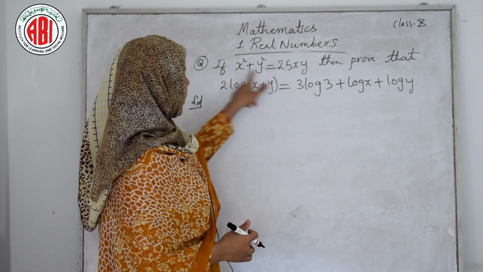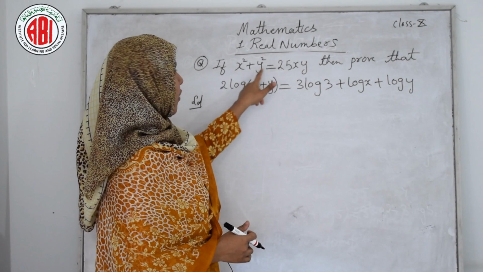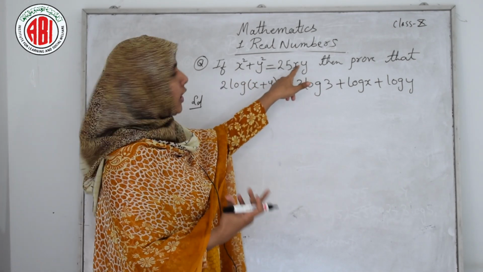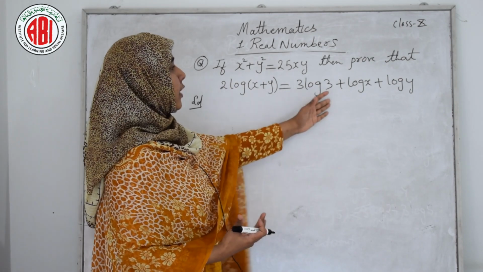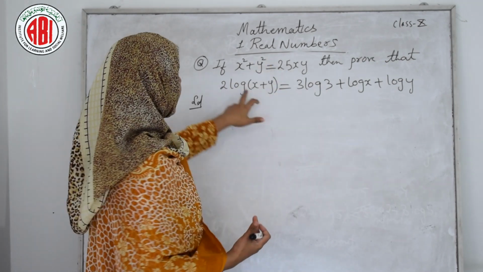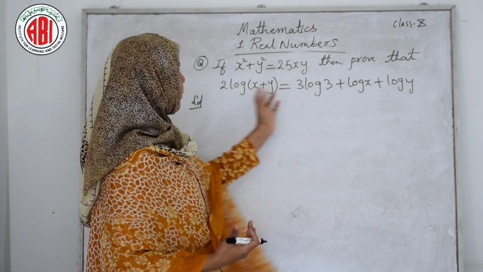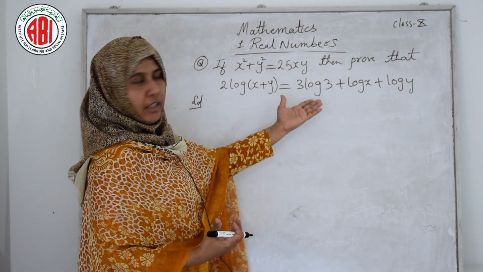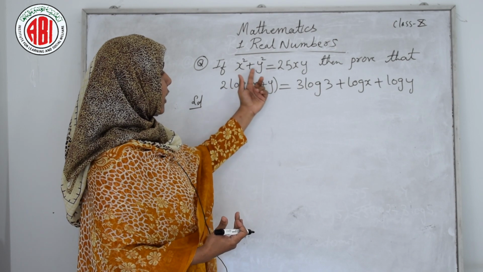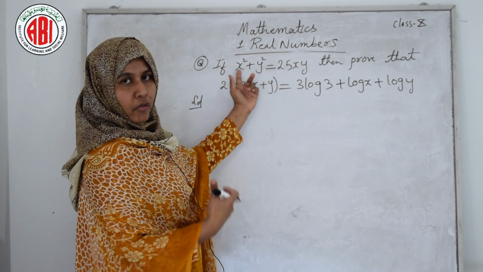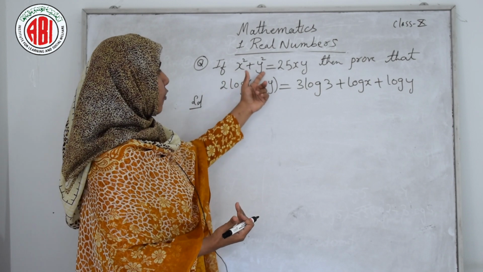To prove this using the condition x square plus y square equals 25xy, you have to prove this equation. How to prove it? Is there any x square plus y square in this question? No, it is not given. But it is given x plus y. Can we apply it here? It is not x plus y, it is x square plus y square. We need x square plus y square.